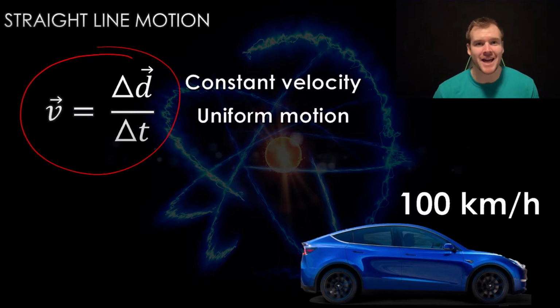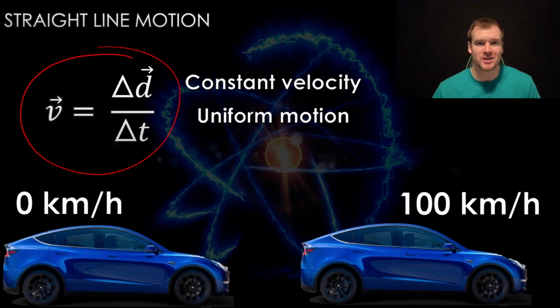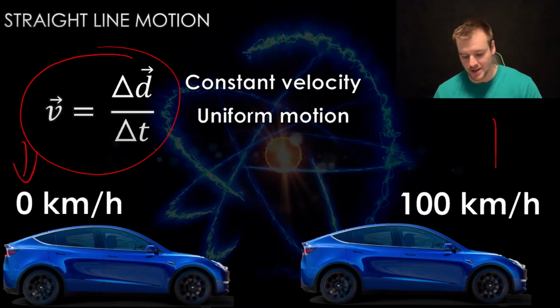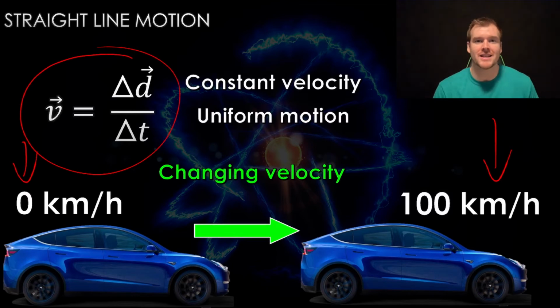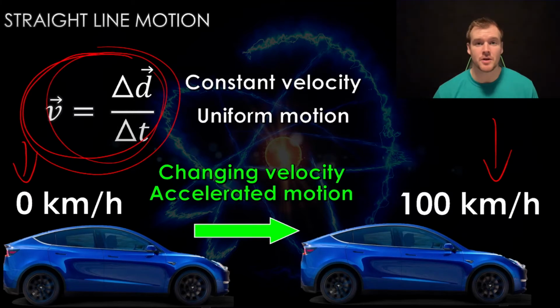However, things can't always be in uniform motion. We know that this car is moving at this point, but at some point it must have been stopped before it started traveling at 100 kilometers per hour. And it has a constant velocity of 0 here when it stopped and 100 here when it's traveling quickly. But in between there, it would have had to change its velocity from 0 to 100. And that's what we're going to be looking at today. When we have a changing velocity, either speeding up or slowing down, this is not called uniform motion anymore. It's called accelerated motion.